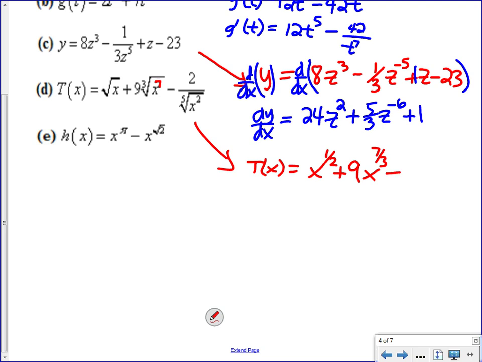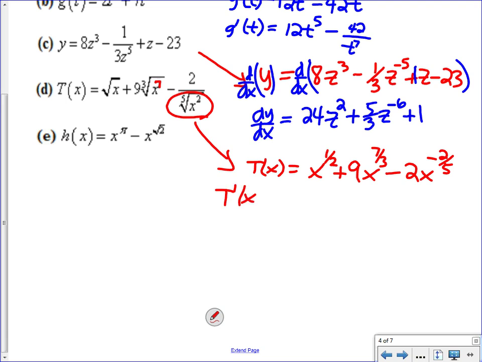Okay, minus 2. Now, this radical is in the denominator. So we're going to convert it to a fractional exponent, which is going to be 2/5, but then we also need to bring it to the numerator. So it's going to become a negative 2/5 as the exponent. So this will be minus 2x to the negative 2/5 power. Okay, so now we can apply our power rule.